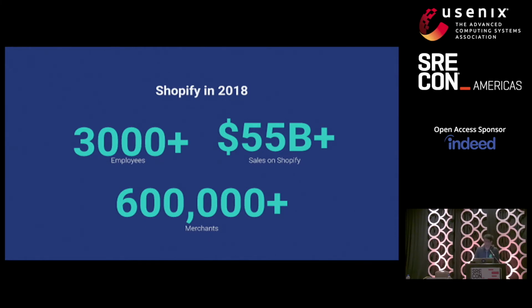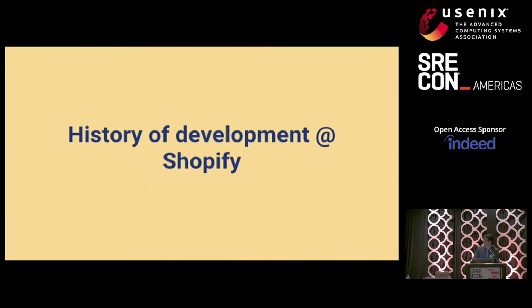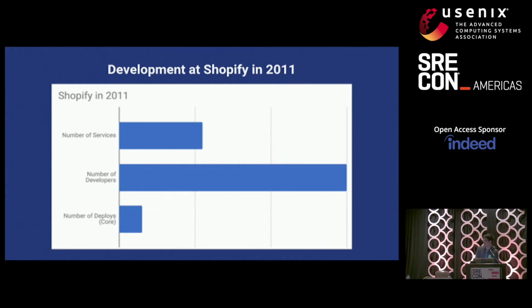Moving on to what development at Shopify looks like. Looking back in 2011, when Shopify was still a fairly small company, we only had about 10 or so services running in production. The most important at the time was our e-commerce monolith, which is also the most important currently, but at the time it was basically the only service we were really focusing on. And we only had tens of developers working on it.